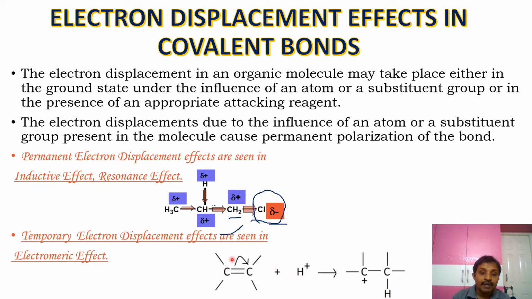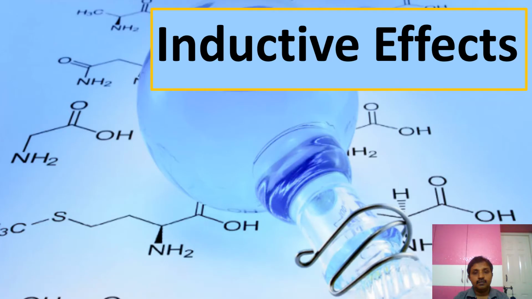That is electronic movement. The pi electrons involved in the pi bond move towards one of the carbon atoms, leading to the formation of a positive charge and a negative charge. The negative charge is neutralized by the H plus ion, and a positive charge is formed on the other carbon atom, leading to the formation of a carbocation. A carbon atom with a positive charge is called a carbocation. Now let us discuss the topic inductive effect.